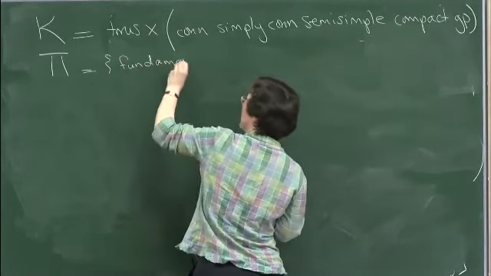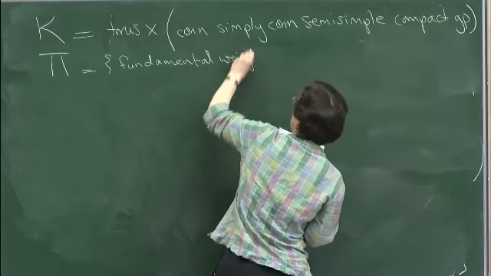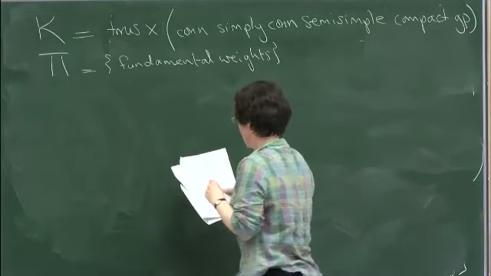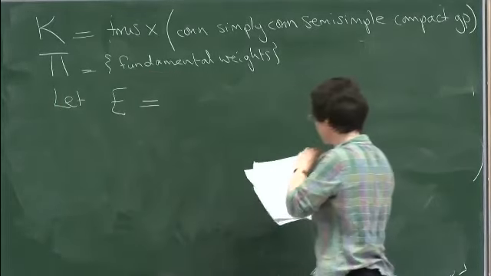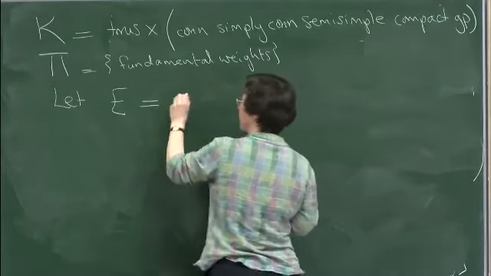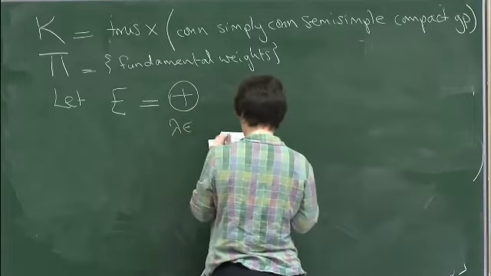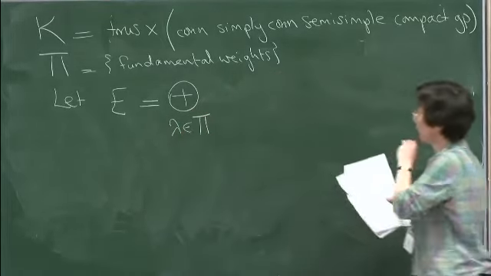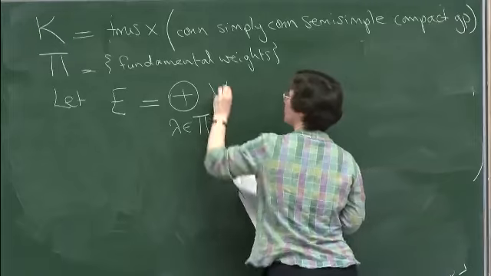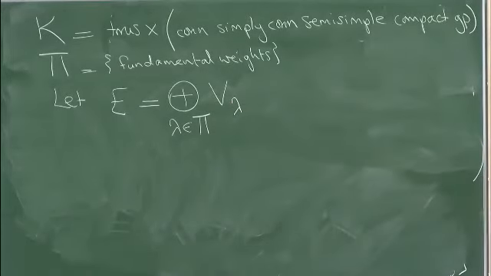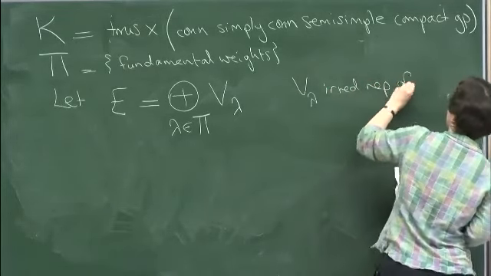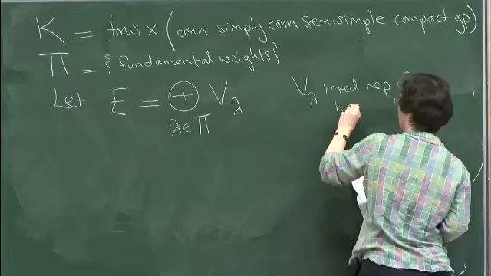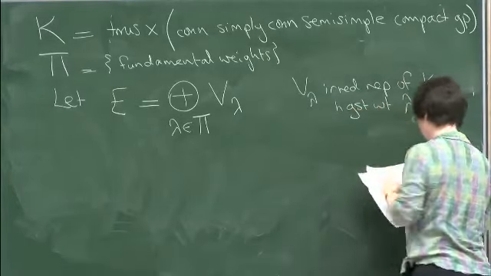And so what Gilliman and co. did was they looked at the representation of K, which was given by the direct sum over all the fundamental weights of the irreducible representation with that as the highest weight. So this is the irreducible representation of K with highest weight lambda.